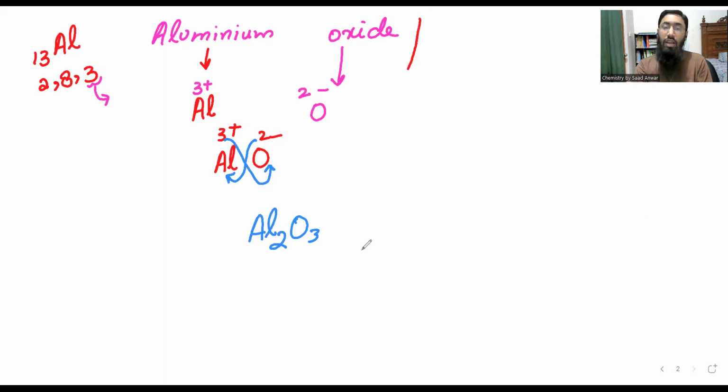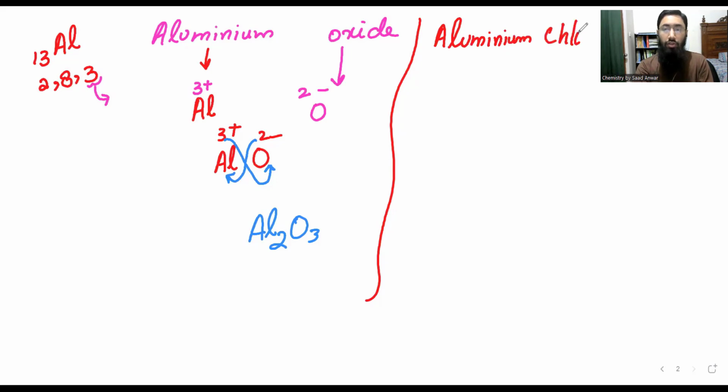Suppose you have to write aluminium chloride. We don't need to memorize the formula. We don't need to cram it blindly. We just need to develop our understanding, like aluminium carries a plus 3 charge. I don't know what chloride is. No problem, I will open my periodic table and check the symbol of chlorine.